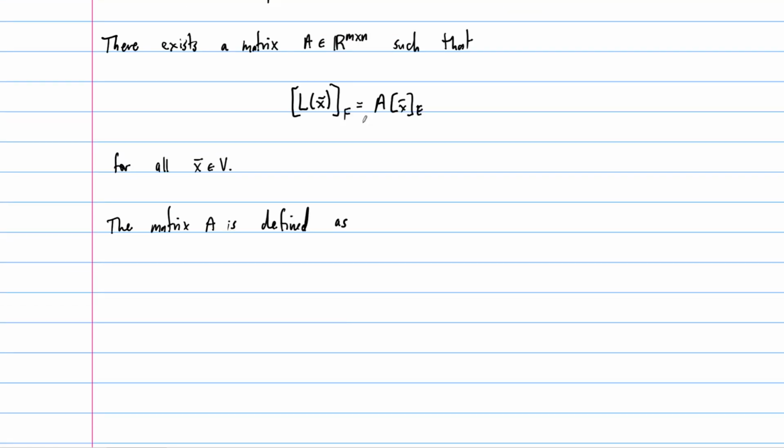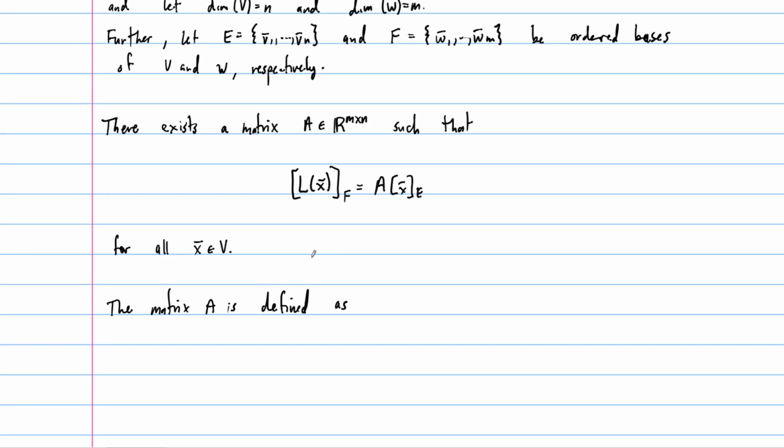Again, we need to define its columns, right? So what are we going to do? We're going to apply L to each of the basis vectors of V, so the basis vectors in this set E. We're going to apply L to each one of those basis vectors, write the output in F coordinates, the way I've written it here, right? So in W's coordinates, but in F coordinates, and then just arrange those into a matrix.